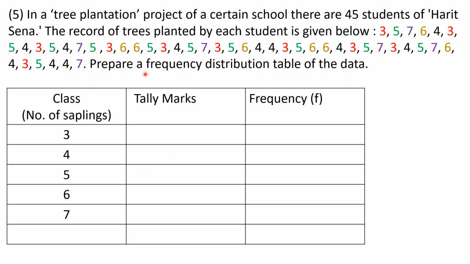But now what I have done, I have just highlighted the score with colors. So can you see, 3 I have done with red. So how many are there? 1, 2, 3, 4, 5. Again I'll count 1, 2, 3, 4, 5, 6, 7, 8, 9 and 10. So total in the class 3, the number is repeated 10 times.